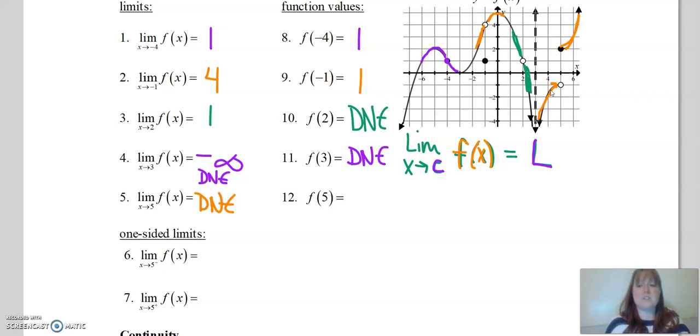And then what is the function value at 5? Well, which one of these is filled in? It's right here. So the function value, remember, the function value is the y value. So the function value is 2. When x equals 5, y equals 2. So the limit doesn't exist, but the function does exist at 5. I know, blows your mind, right?